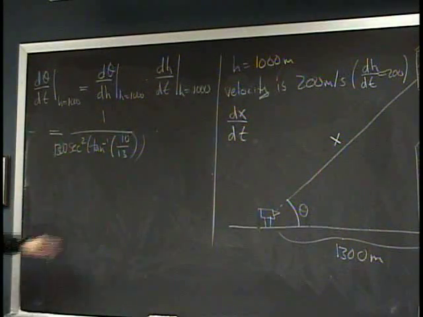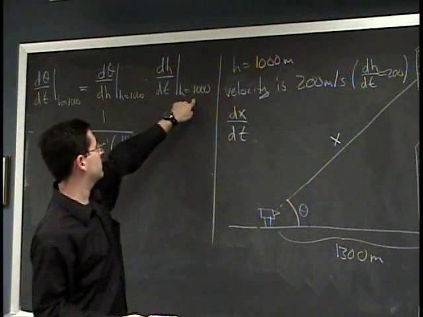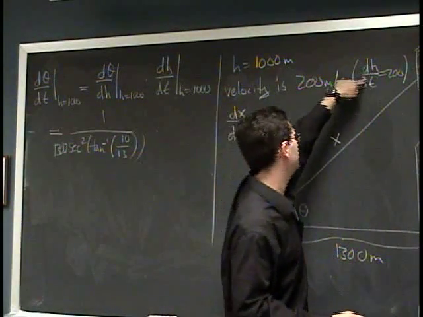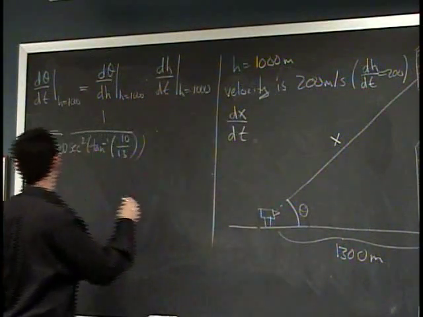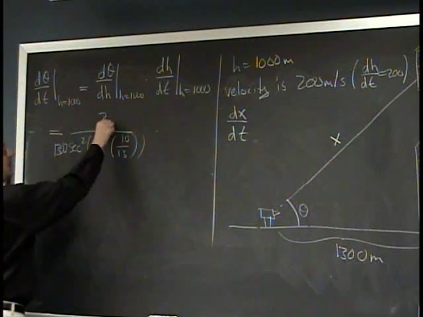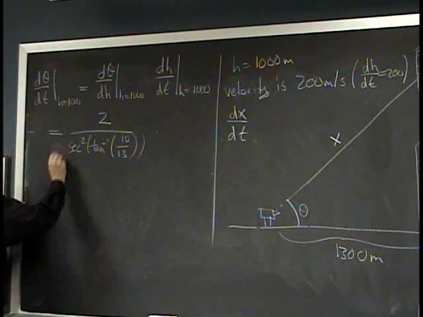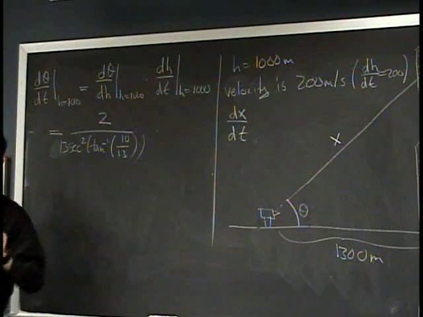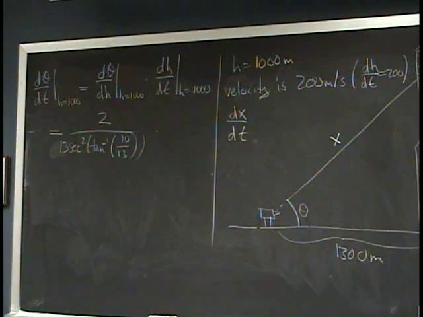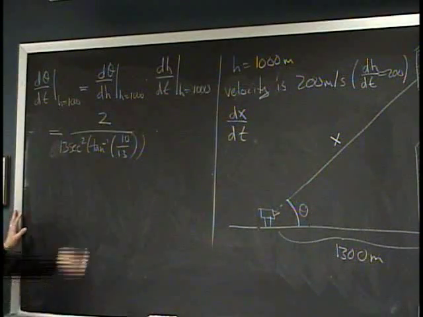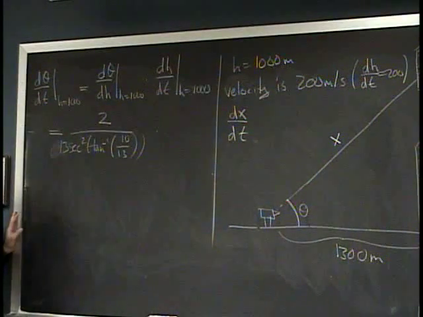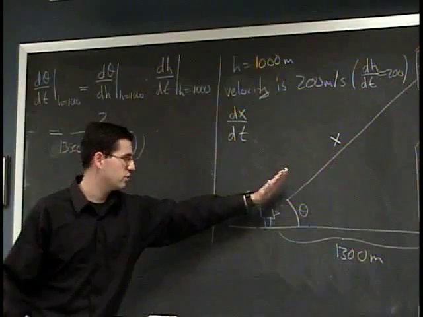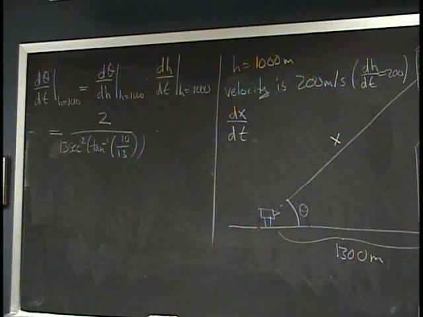Okay. And then we have to multiply by dh dt when h is 1,000, right? But we actually knew that dh dt was constant, it's just 200. So I put that on top, and I cancel a couple zeros with the 1300. And so you get 2 over 13, and so on. And so we can see that's the speed at which this angle of elevation is changing at that precise moment.